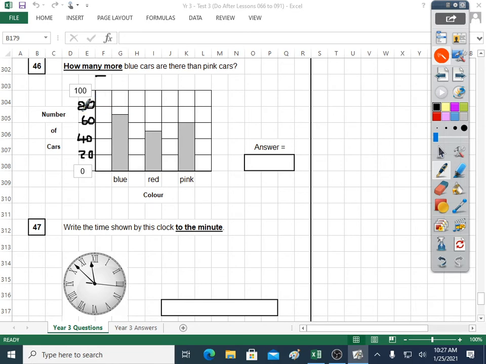Blue is in between 60 and 80. 70, isn't it? Red is in between 40 and 60, which is 50. Pink is exactly on 60. I like to write the numbers on the bars just so I know what's going on. How many more blue cars, blue, are there than pink cars? Pink. Make sure you get the right bars. How many more? 70 minus 60 is 10. How many more is a minus? The answer is 10.